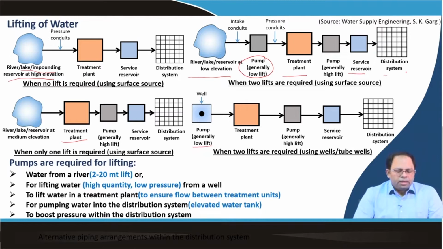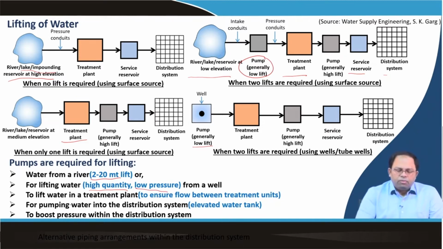So, let us look at where we need to put the pumps. First of all, to summarize whatever we have been discussing, pumps are required for lifting water from a river. Most probably the lift is something around 2 to 20 meters, not more than that, or for lifting water from a well. And here we lift a high quantity of water, but the pressure is low. We don't need too much pressure in this water.